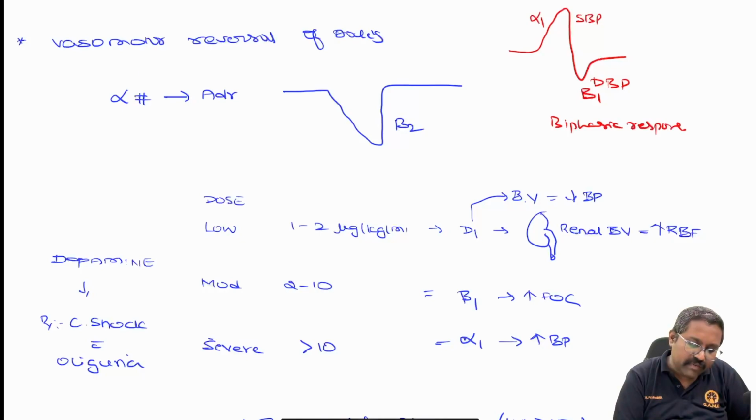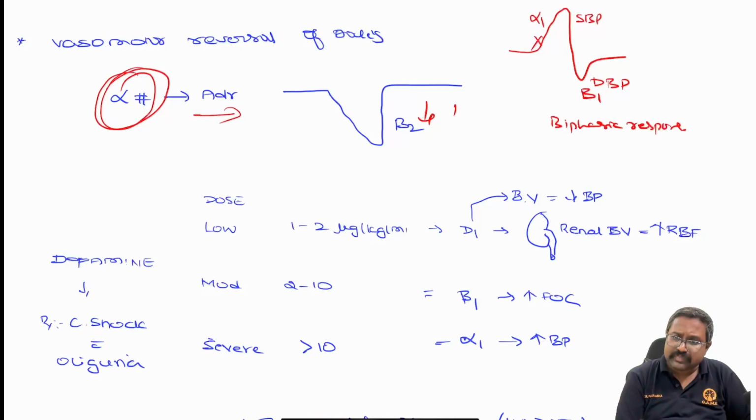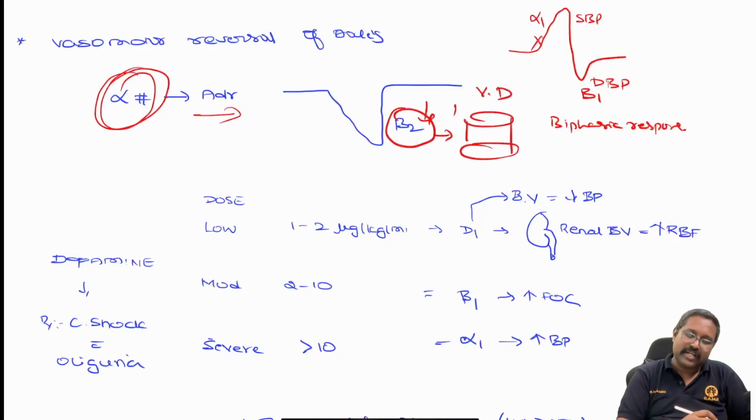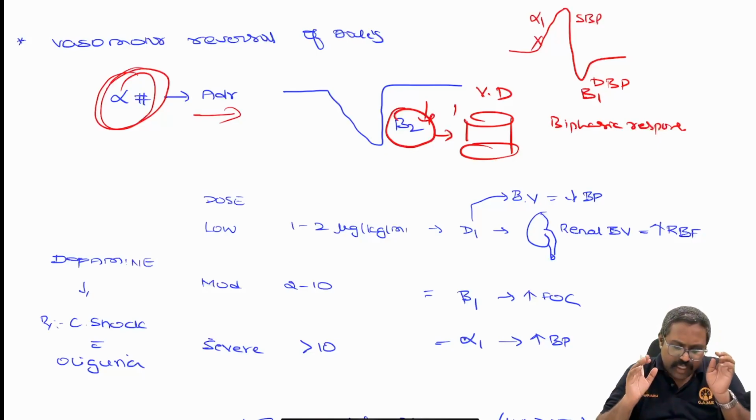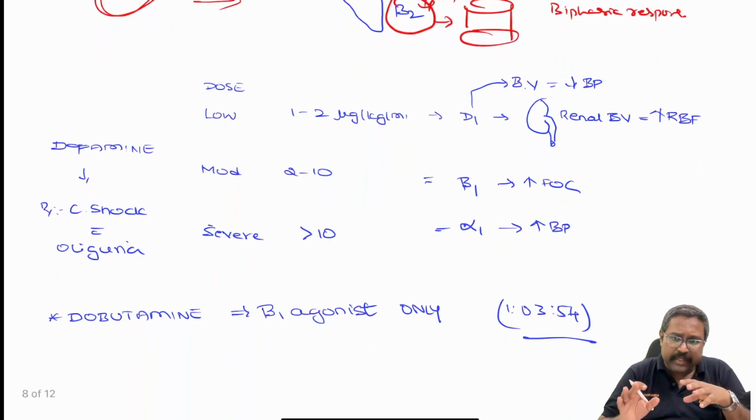So what happens if you give an alpha blocker? If you give an alpha blocker and, following it, you give adrenaline, what will happen? The alpha activity will be lost and there will be an exaggerated fall in the blood pressure, due to the beta 2 activity. Beta 2 has a vasodilatory action on the blood vessels. So this is called vasomotor reversal of Dale.